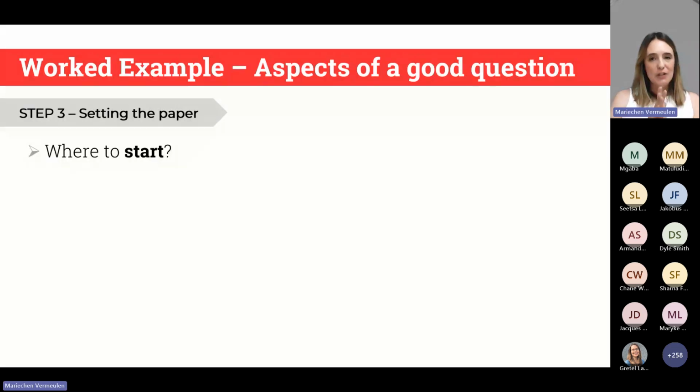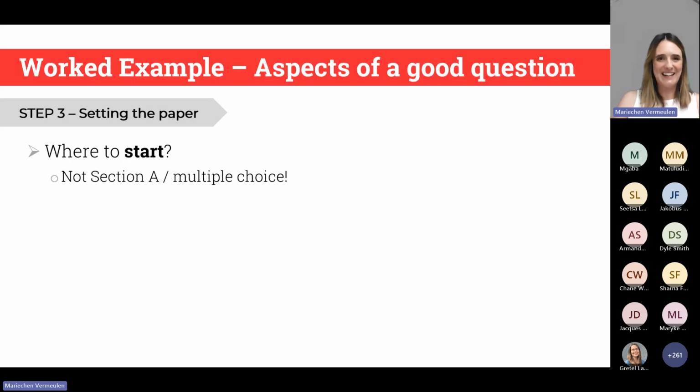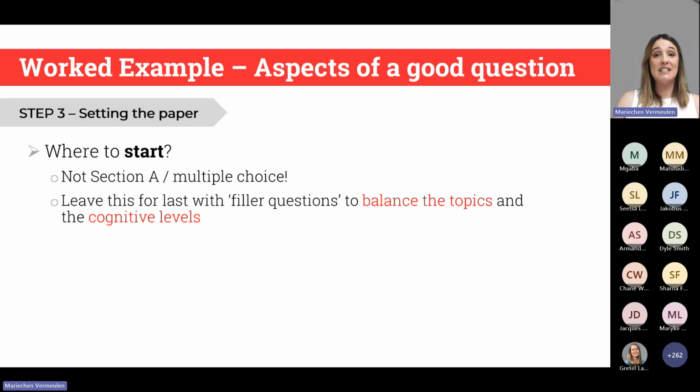Right, so once I know my non-negotiables and my negotiables, and I've thought about the things I would like to do, then I can sit in front of my laptop and start getting my question paper together. So where do you start? The short answer is not with your multiple choice, not with section A. I know a lot of us do that because it feels like I can do this in an evening and get it done. But in fact, section A should be last. The long answer is, there's a reason for this.